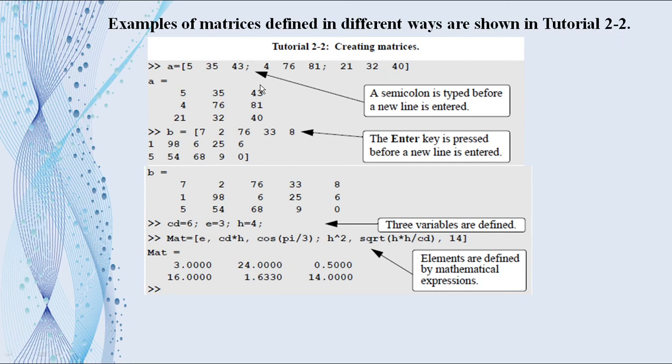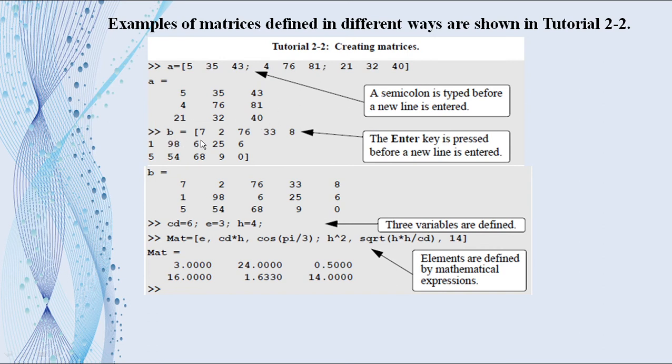So creating a matrix, that is a two-dimensional array. A is equal to 5 space 35 space 43, semicolon is given here. Like that 4 space 76 space 81, semicolon is given here. 21 space 32 space 40. When you press enter, A is equal to, it gives the value as a 3 cross 3 matrix. First row, second, when you have a semicolon here, that becomes the second row. When you have a semicolon here, it becomes the third row.